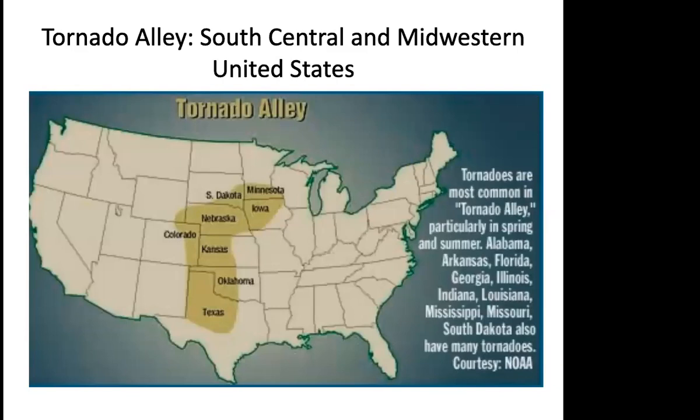All right. So up here is a picture of Tornado Alley. So this is South Central and Midwestern states in the United States. This is where Tornado Alley is. Not that tornadoes can't happen anywhere else, but this is the most common area for a tornado to happen. So mid-northern Texas, the west side of Oklahoma and Kansas, the eastern side of Colorado, the majority of Nebraska, a good chunk of Iowa, southern Minnesota, and southeastern South Dakota, okay?